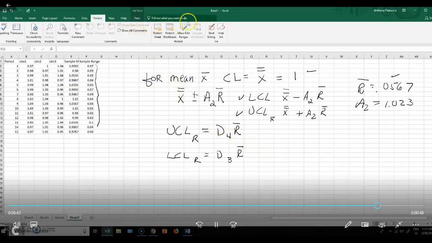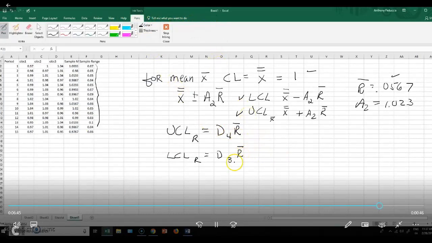Here we go. So D3 is going to be equal to 0, and D4 is 2.574 times 0.0567. That's going to be equal to your upper control limit. Lower control limit, of course, is 0 because D3 is 0. You multiply 0 times R bar, you're going to get 0.